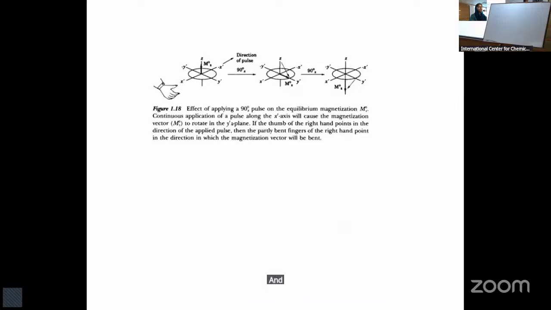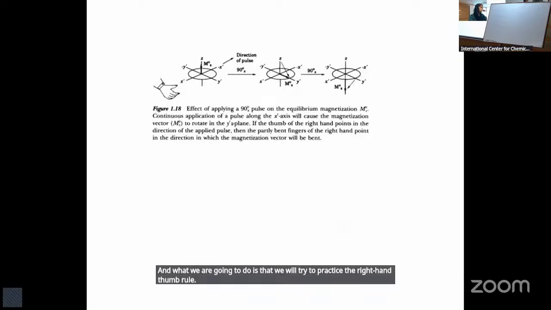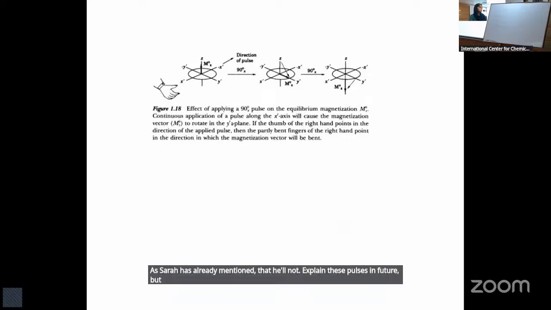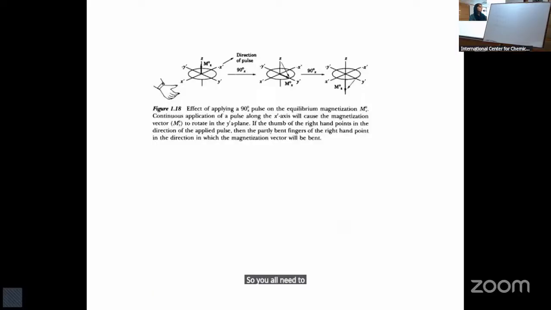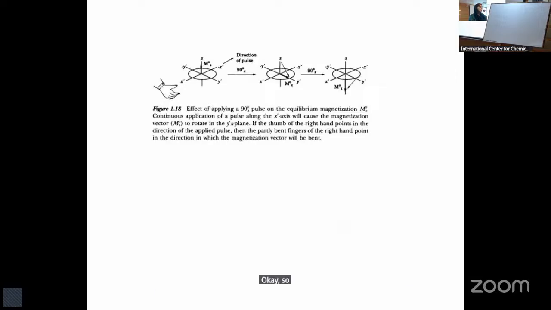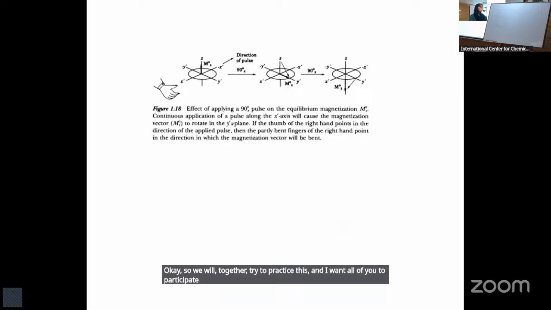What we are going to do is try to practice the right hand thumb rule. As sir has already mentioned, he will not explain these pulses in future, but he will just say the name of the pulse that we will use. So you all need to understand that if we are saying we are giving a 180 pulse to the magnetization vector, where the magnetization vector will go. We will together try to practice this, and I want all of you to participate. If you don't understand, you can ask as many times as you want.